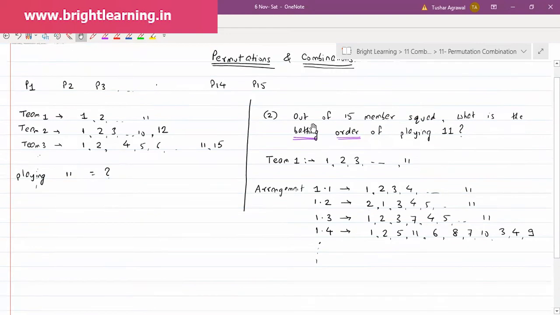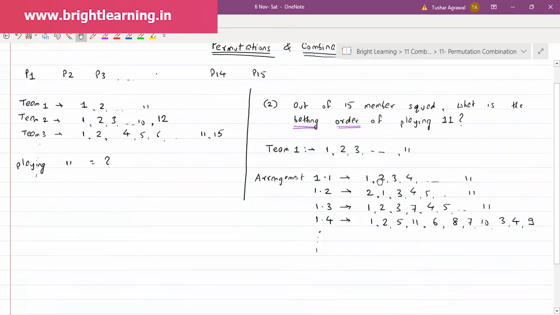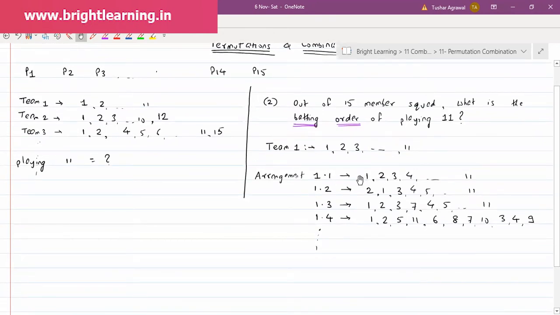So this second question, out of the 15-member squad, what is the batting order of the playing 11? It's such a big number. Do you get this feeling, everyone? Yes, sir. Okay. So the first question, just picking up the playing 11, is a question of combination. I will give you the proper words also. Right now, just understand it.